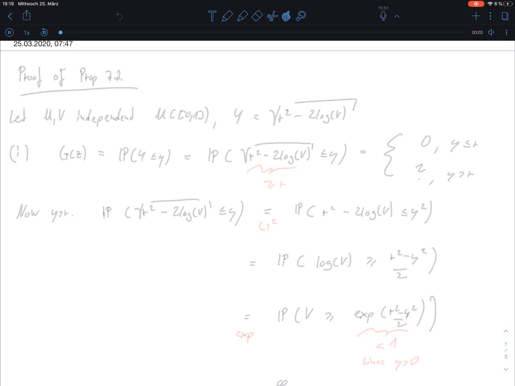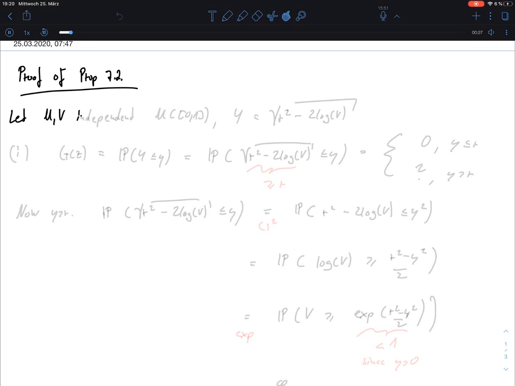Okay, so now let's supplement part 2, which is a proof of proposition 7.2. Here we will do this by embedding into acceptance rejection sampling as in proposition 6.1. So the proof of proposition 7.2. So what is the setup?